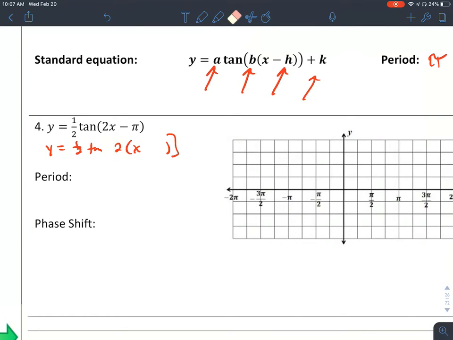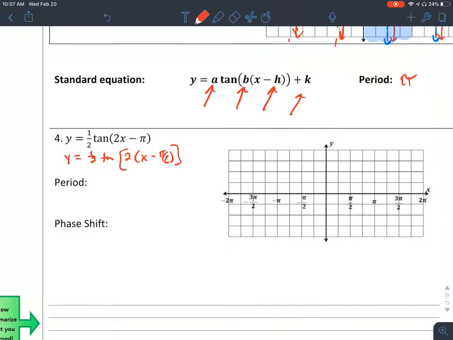If I factor a 2 out, that's going to make this pi over 2. The period for this is normally pi, but since this 2 is hanging around, it's going to shrink it horizontally by 2, which makes the period just pi. Phase shift for this is negative pi over 2. There is no amplitude. There is an a value. It's a half.